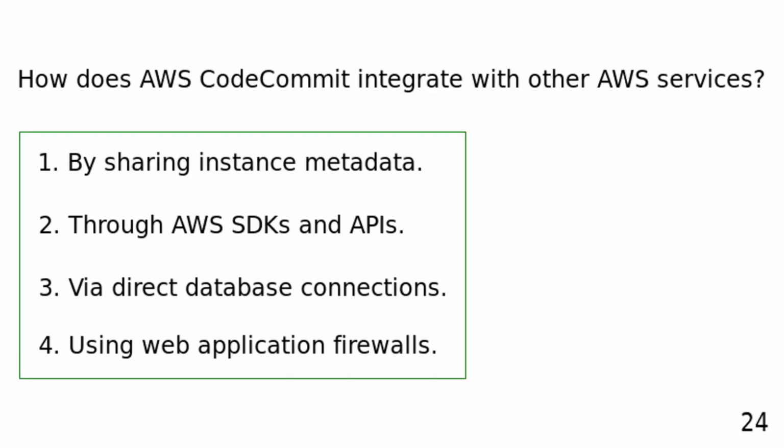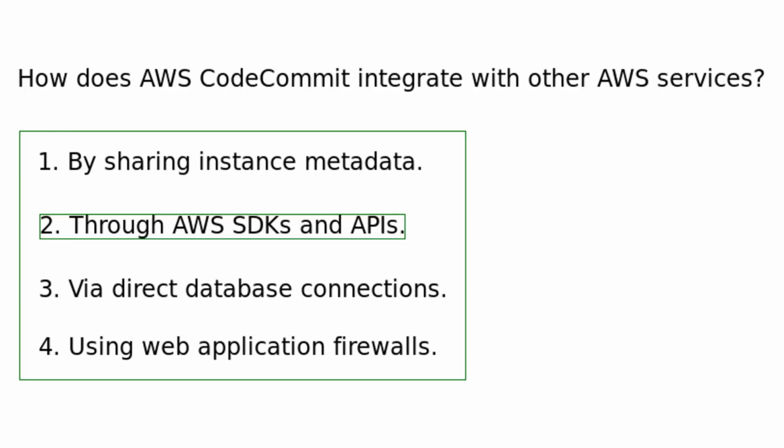How does AWS CodeCommit integrate with other AWS services? By sharing instance metadata. Through AWS SDKs and APIs. Via direct database connections. Using web application firewalls. AWS CodeCommit integrates with other AWS services using AWS SDKs and APIs.